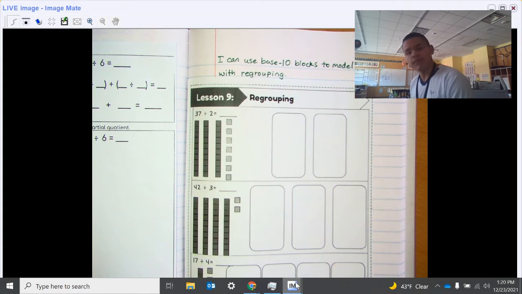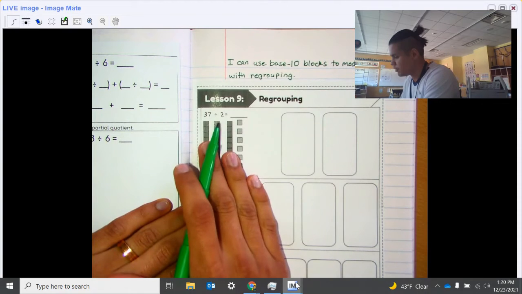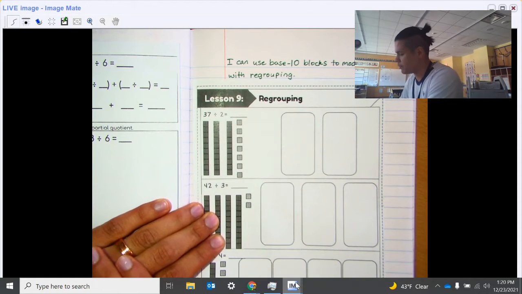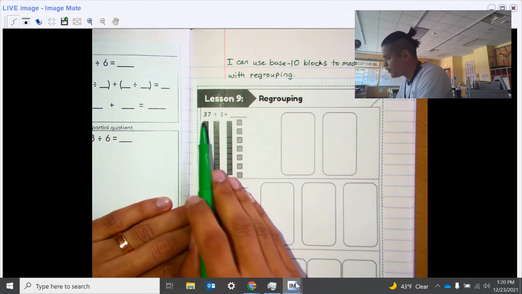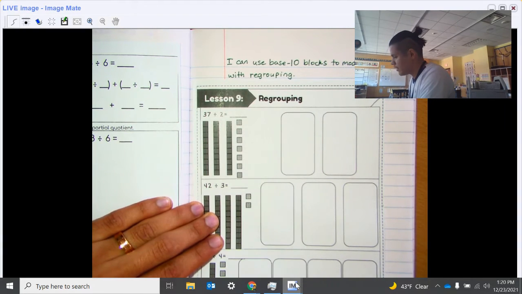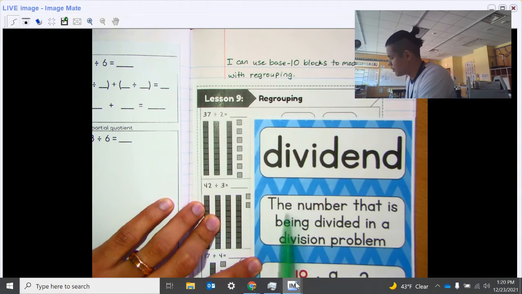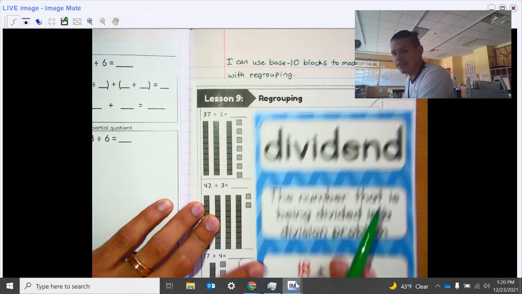Thank you for pausing the video. Now let's take a look at an example of a division problem. And instead of using our base 10 blocks, we actually have a visual model or picture right here. So we have 37 divided by 2. Now, we have 37 base 10 blocks. That's our dividend, or the number that is being divided in a division problem.